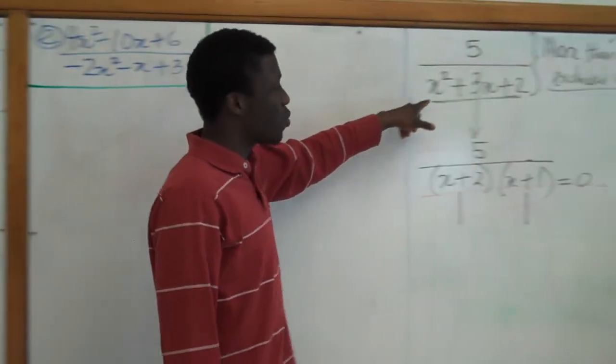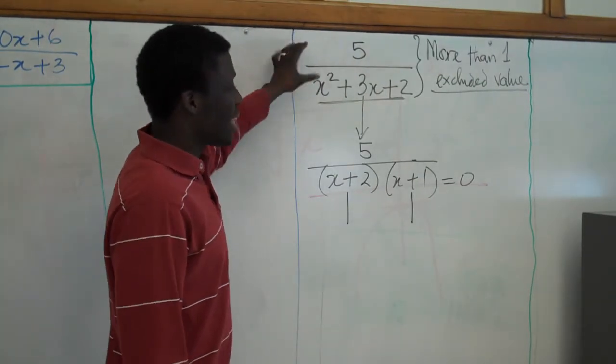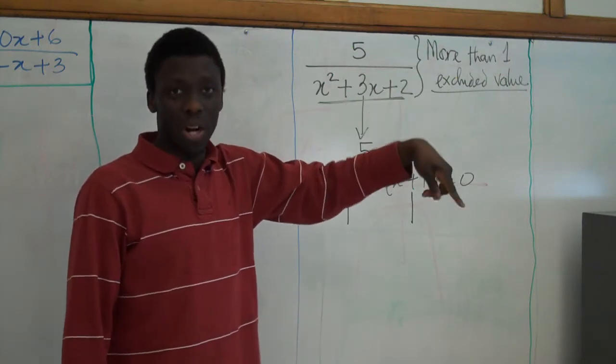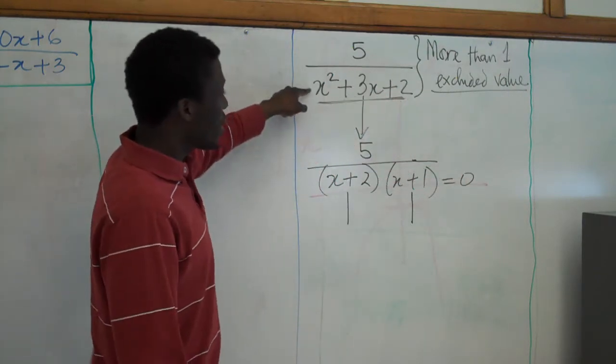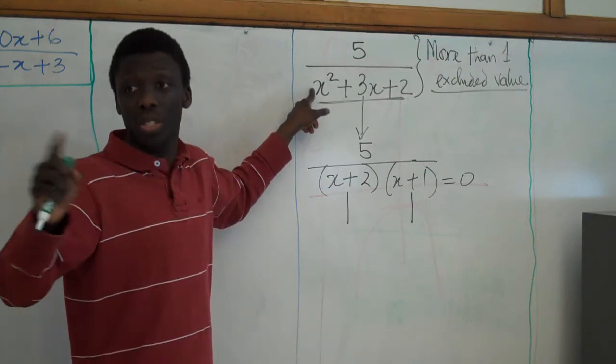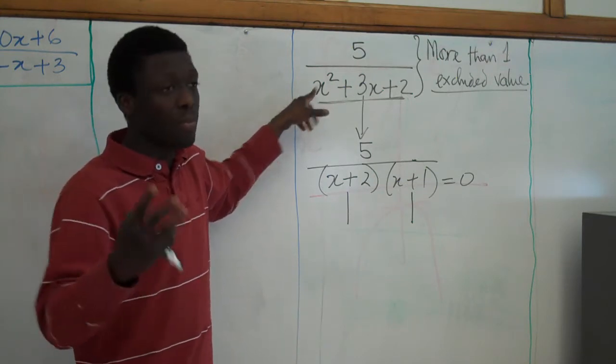5 divided by x squared plus 3x plus 2. When you're given this expression, you need to realize there's a quadratic expression in this rational expression. And so you should solve the quadratic expression. Always solve quadratic expressions when you see them in rational expressions. Always solve them, because that will help in simplifying the whole problem.